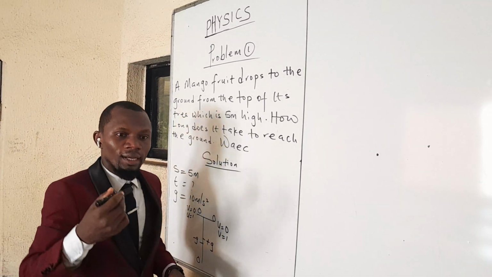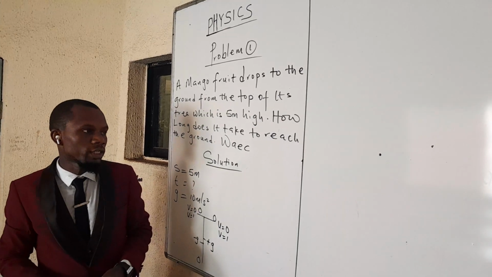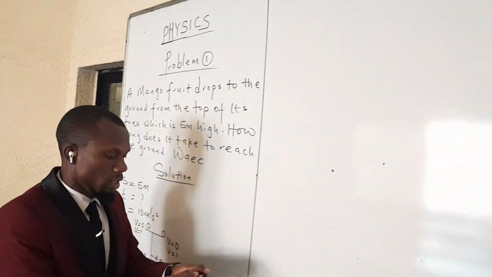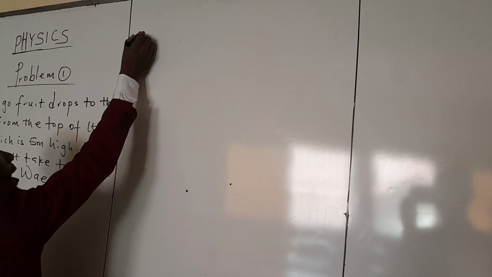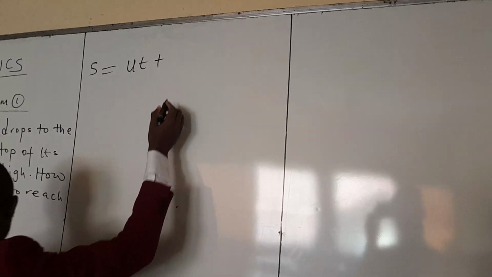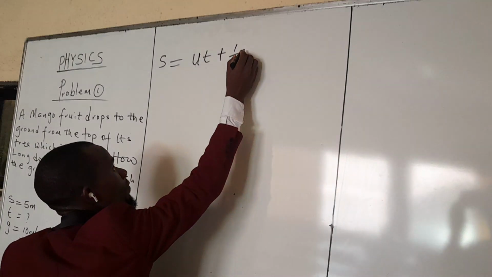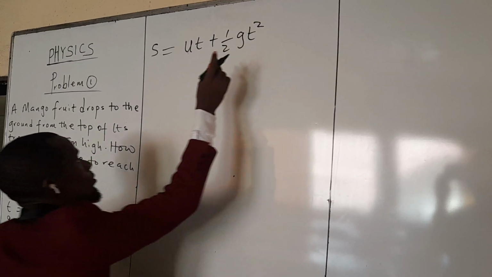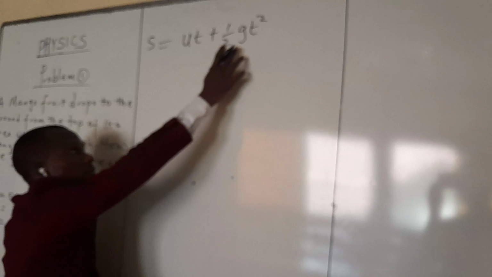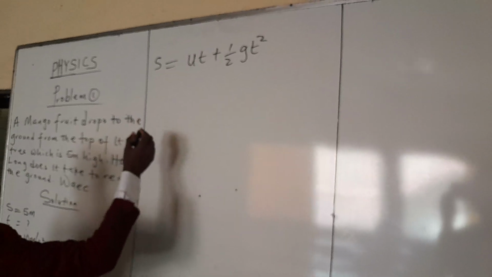So I'm going to use the equations of motion. We have the first, second, and third equations of motion. With my parameters here, I'll use the second equation of motion. So x is equal to ut plus half gt squared. Why am I using plus? Because the object, the fruit, is coming down. So this is my second equation of motion. Why am I using g? Because it's motion under gravity, free fall.